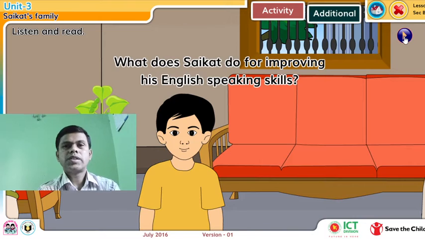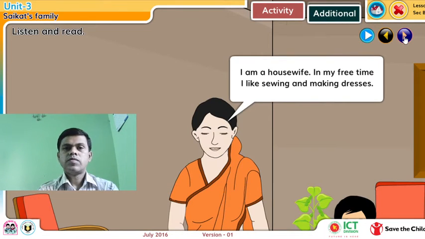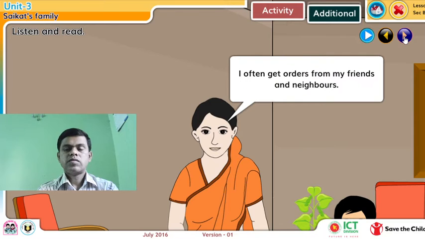then go to next. Hi, I'm Monora Islam, Shoikhat's mother. I am a housewife. In my free time, I like sewing and making dresses. I often get orders from my friends and neighbors.